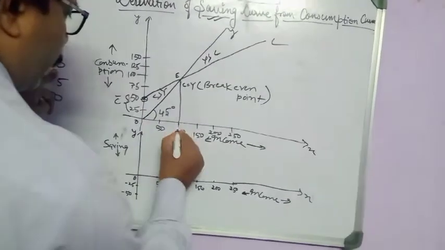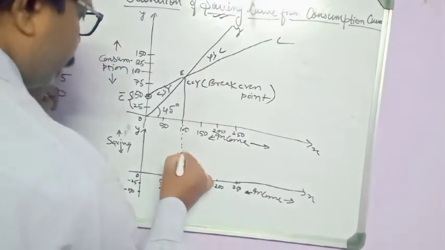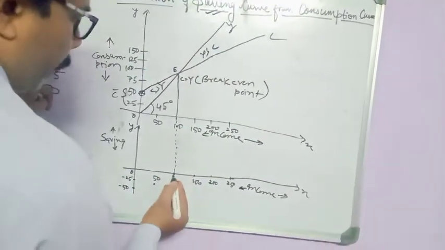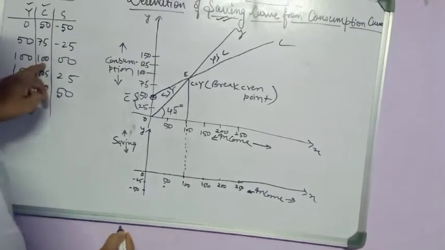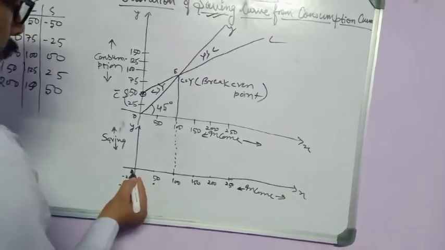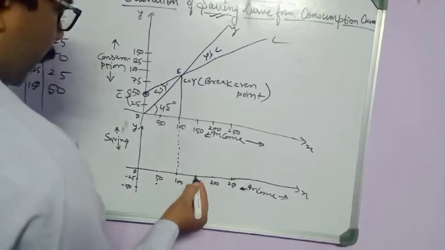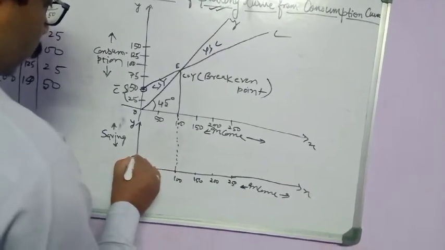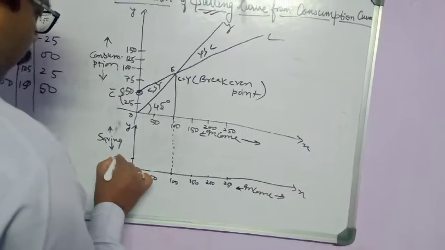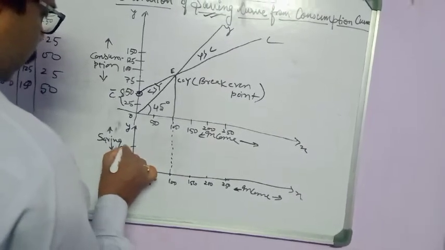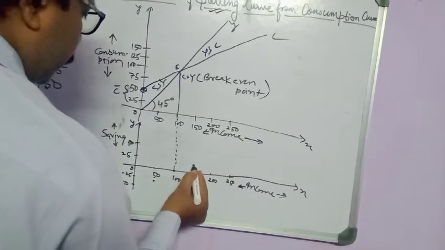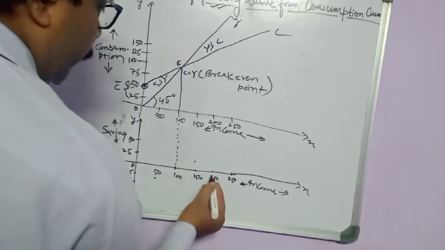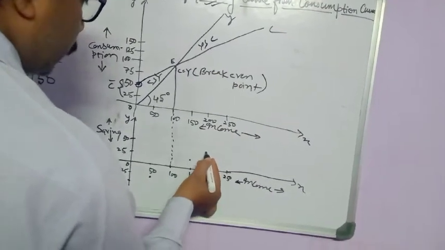So if we draw a line, we find that C is equal to Y, meaning 100 is equal to 100, meaning saving has become 0. Clear? And if that is the 25, next that is the 50. So when the income is 150, the saving is 25. When income is 200, the saving is 50.